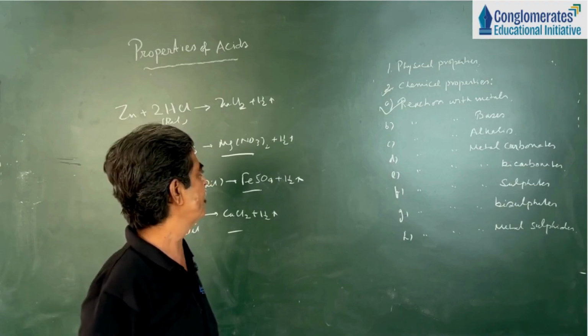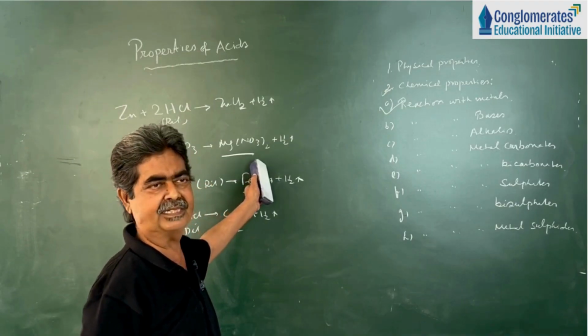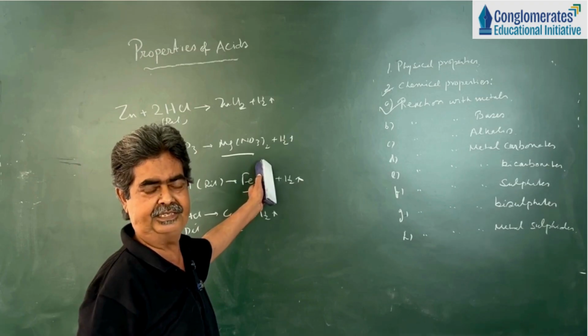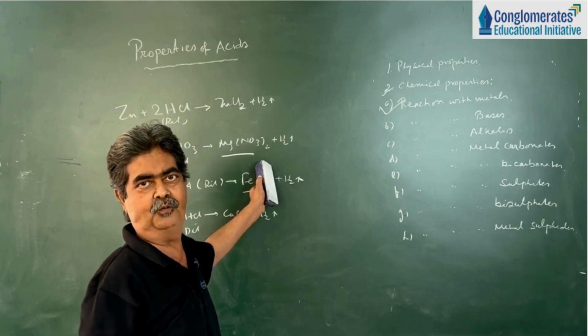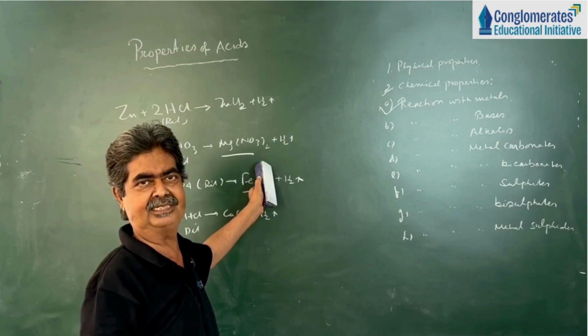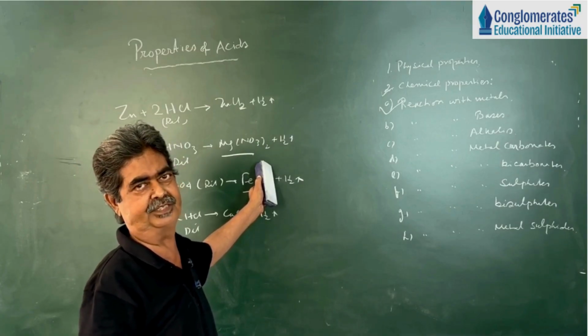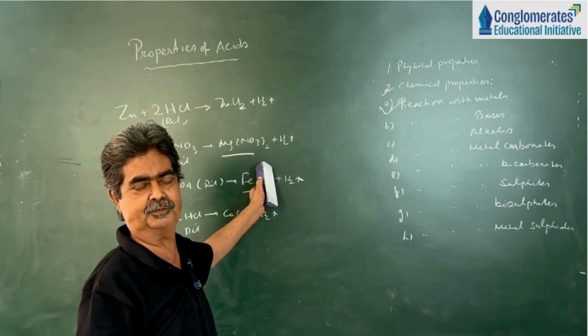So there is an exception. Though there are so many metals present above hydrogen in the electrochemical series, only magnesium and manganese react with dilute nitric acid to evolve hydrogen gas. In no other case is it possible.